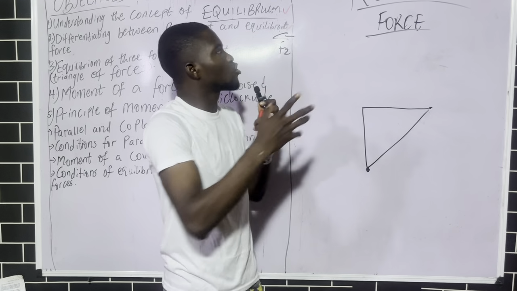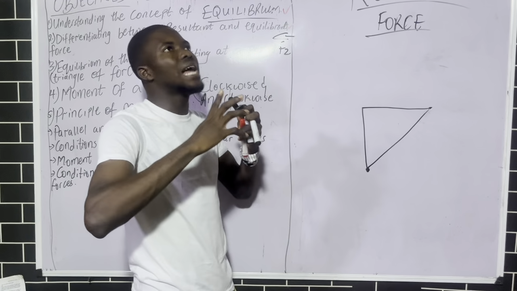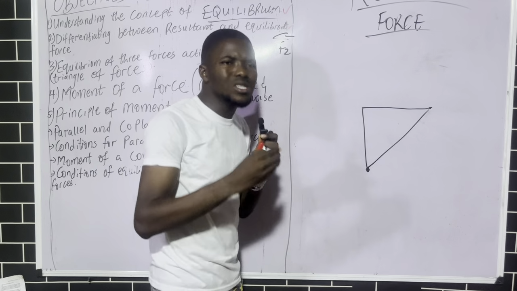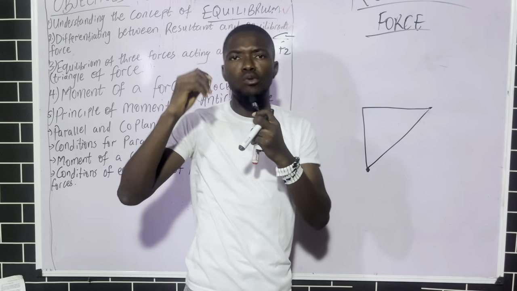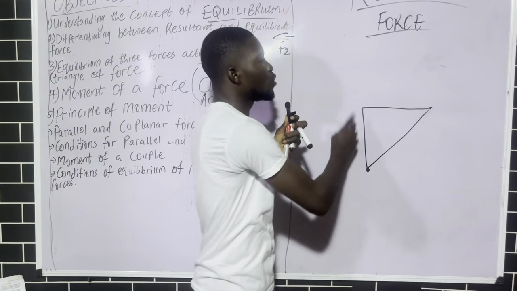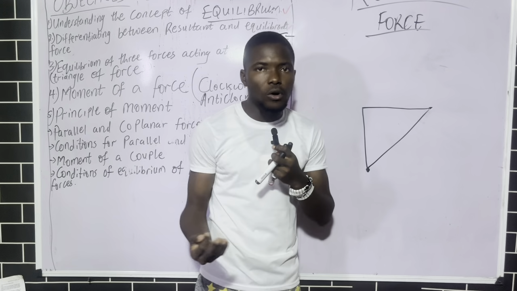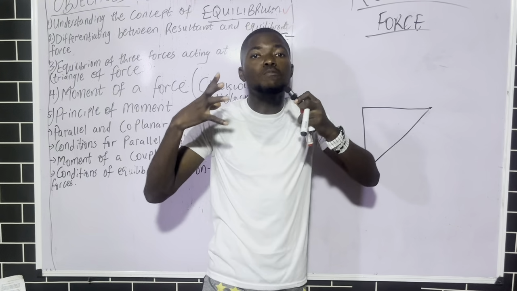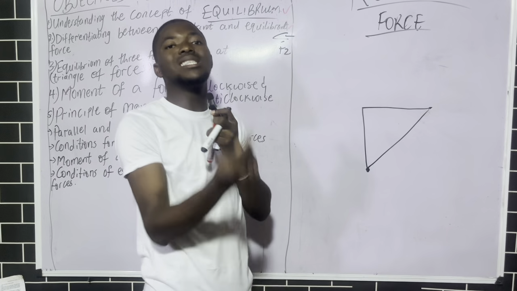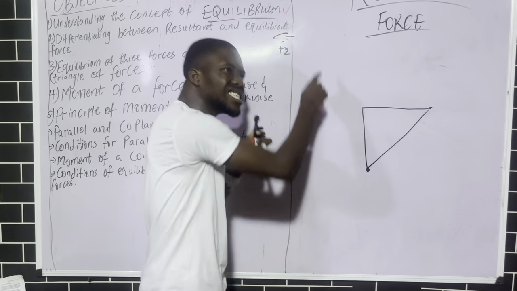So what we're trying to talk about anytime we look at resultant force is that force that will produce the same result as every other force put together. It does not necessarily mean that it must just be 2 forces put together. It can be 3 forces, 4, 5. As many forces put together, that single force that will produce the same result as all these forces put together is what we call the resultant force.